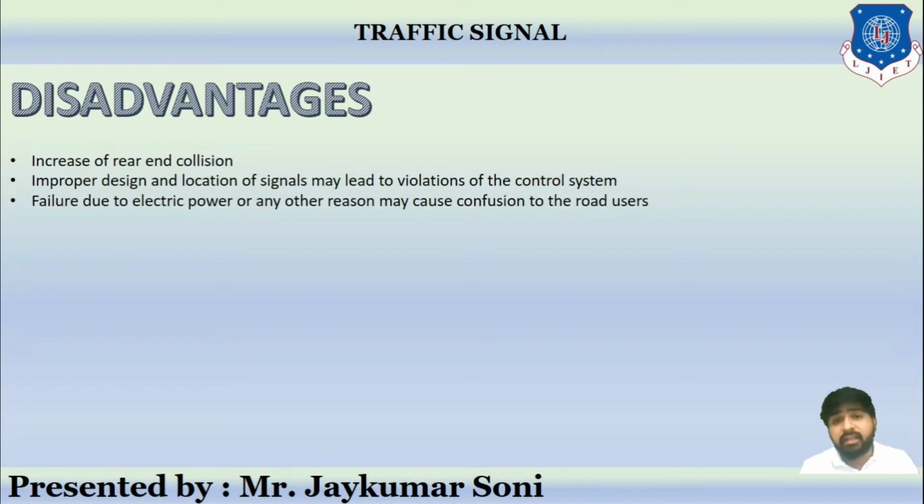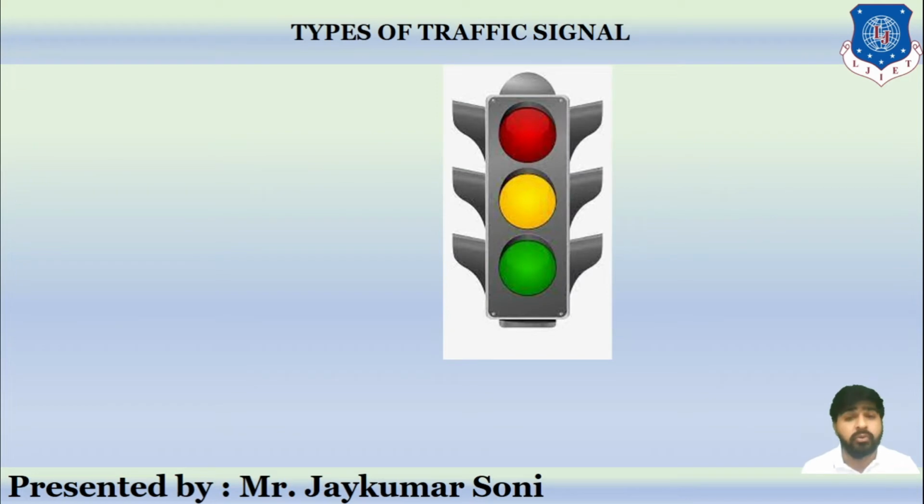If the traffic signal system crashes or fails, the failure can be due to the electric power or any other reason, and it can create confusion for the road users. You might have observed this a number of times at various crossings such as Shamal crossing or Prahlad Nagar crossing, where the signals are not working efficiently, and due to that people experience confusion. So the failure, either caused by electric power or any other reason, can cause confusion to the road user.